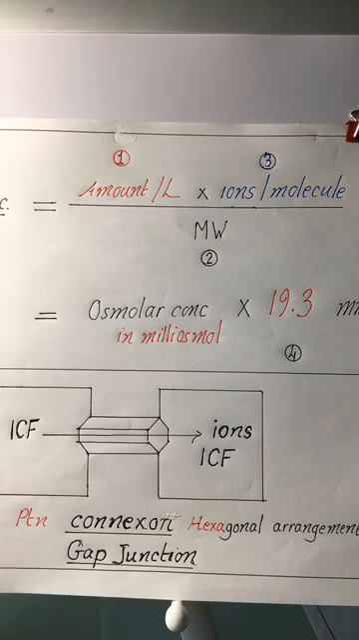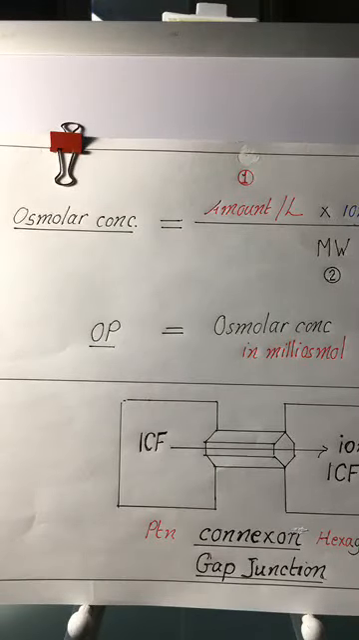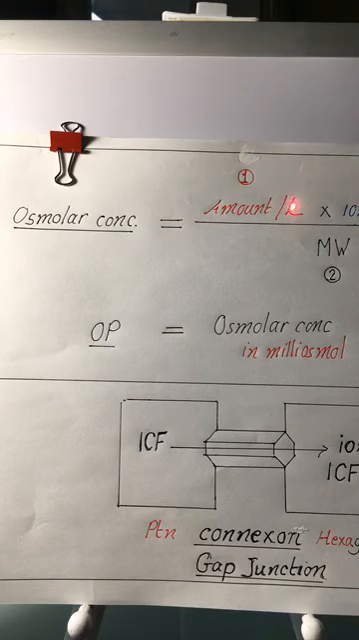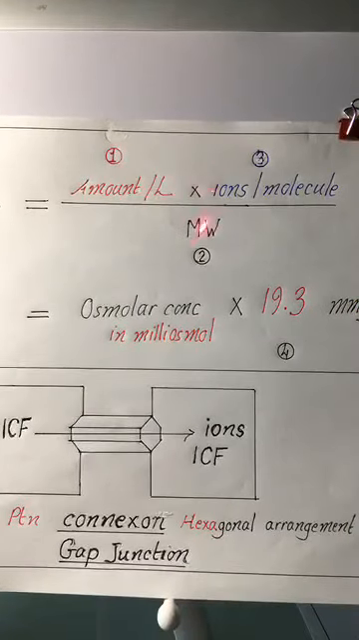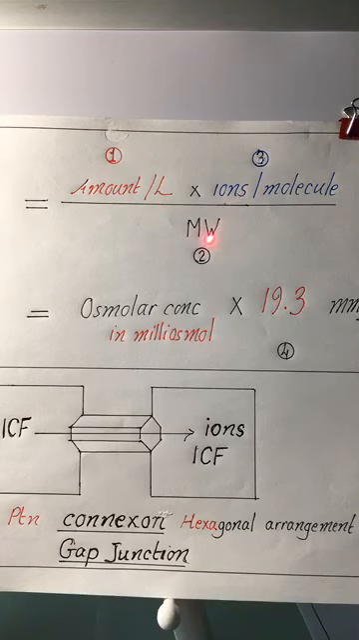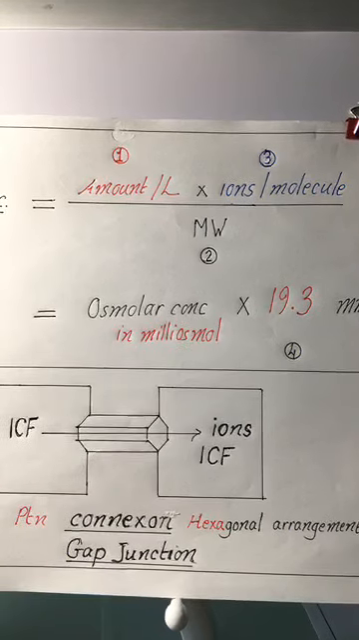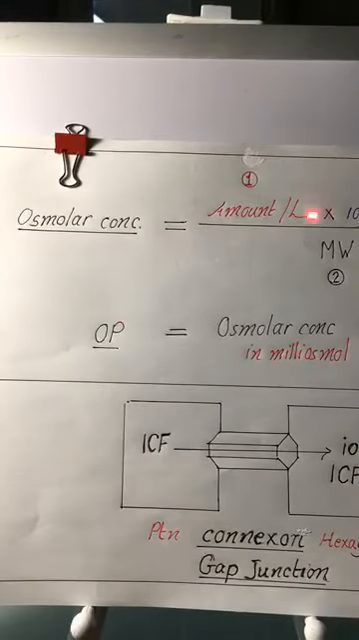So to get the osmolar concentration, you have 3 steps. First, calculate the amount per liter, because the osmolar concentration is calculated per liter. Second, divide this amount by the molecular weight to get the number of osmoles, provided the substance is not ionizable. If it's ionizable, it gives you more, so multiply by the number of ions per molecule. Sometimes they ask you not for the osmolar concentration but for the osmotic pressure.